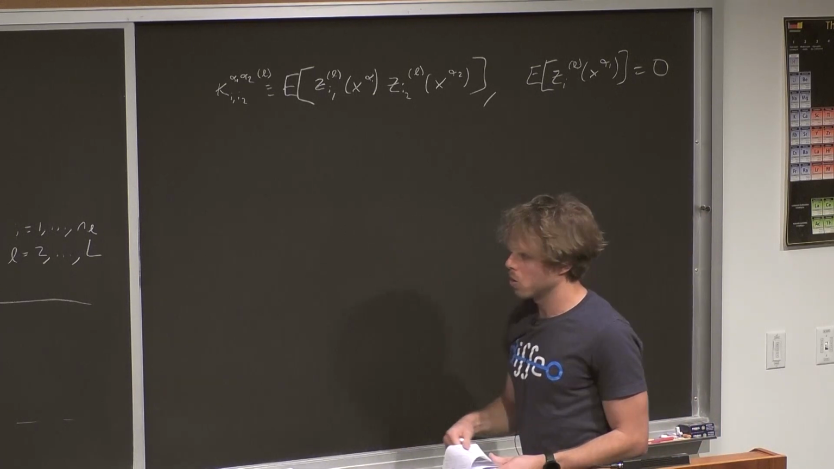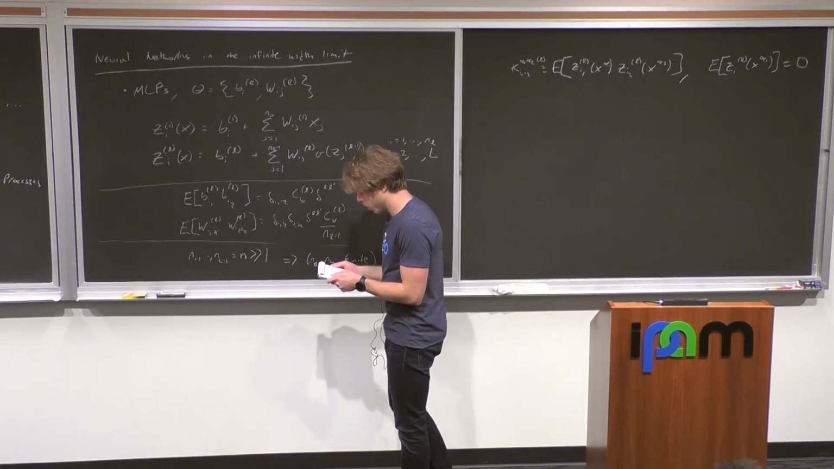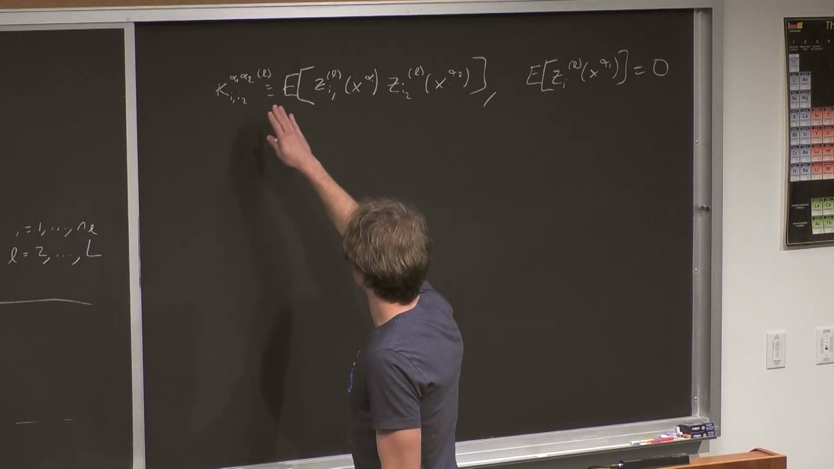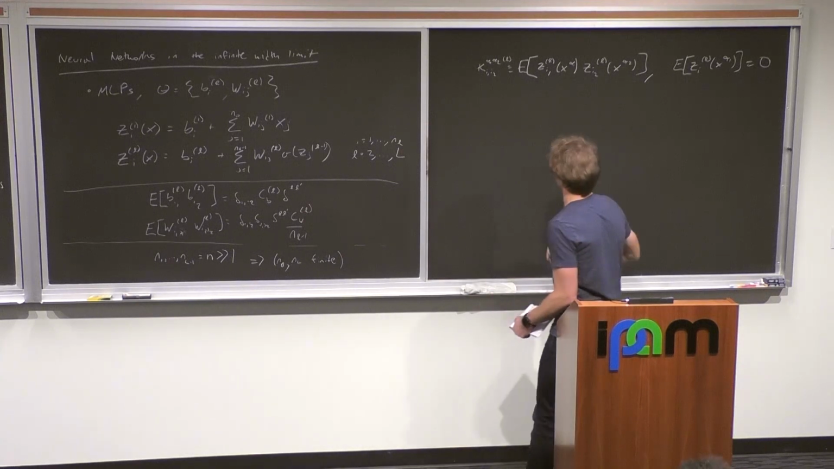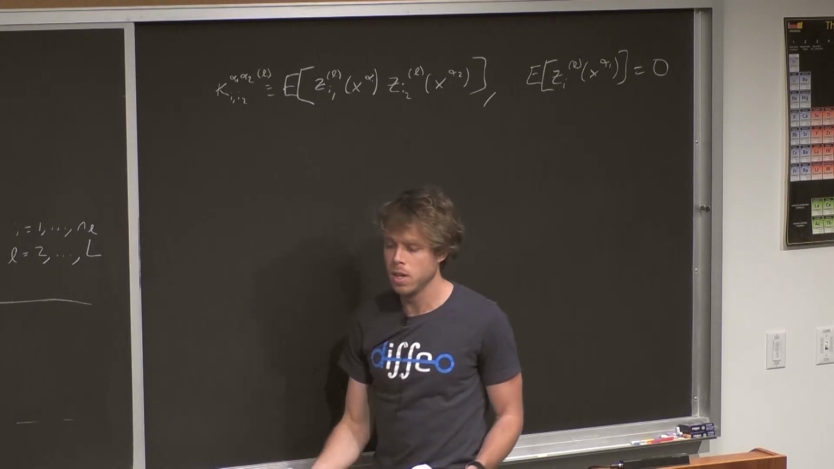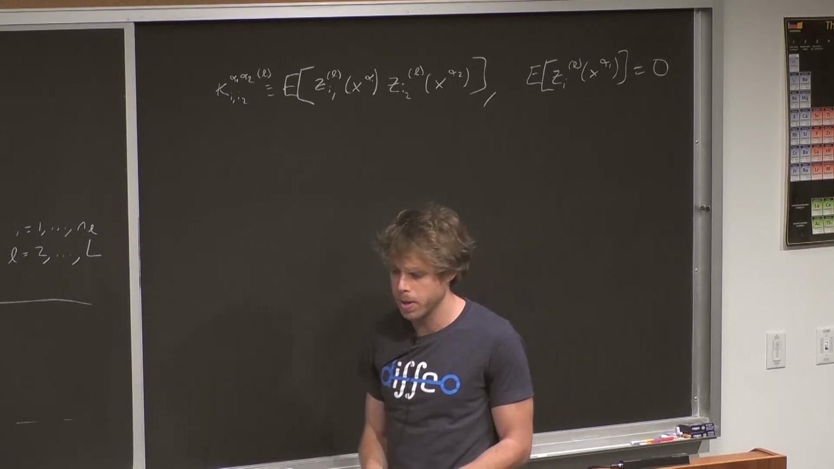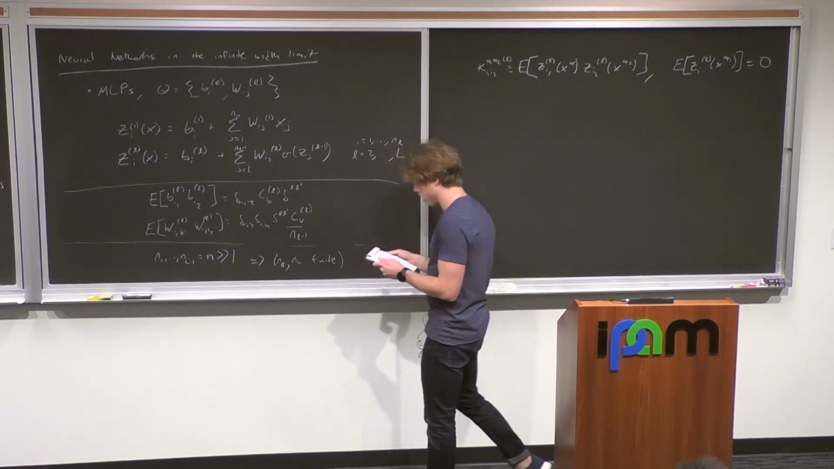And so when you do the analysis, and actually I'll reproduce it, you find that at layer L, all the higher point correlation functions can be expressed in terms of the kernel. In other words, the statistics of these z's are Gaussian, or you have a Gaussian process. And this happens at infinite width.